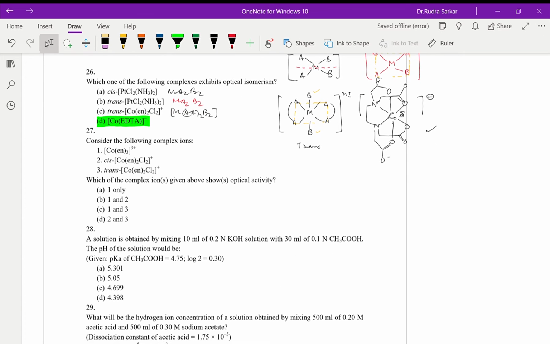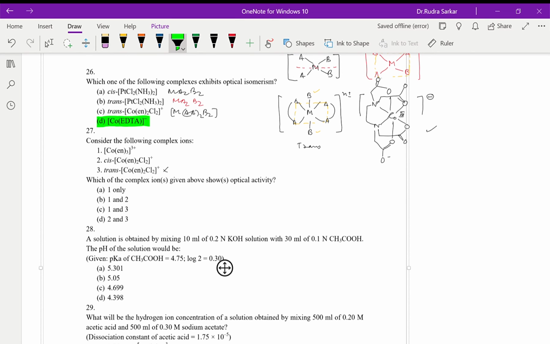Again, we have been given, consider the following complexes, and which of the complex ions given show optical activity. As we know from the previous sum that we have done in this lecture itself, B cannot show optical activity, as we have already drawn it here. As you can see, this is the one I am talking about. So this is your complex B, which is trans CoEn2Cl2. Here AA is your en, and B is your Cl.